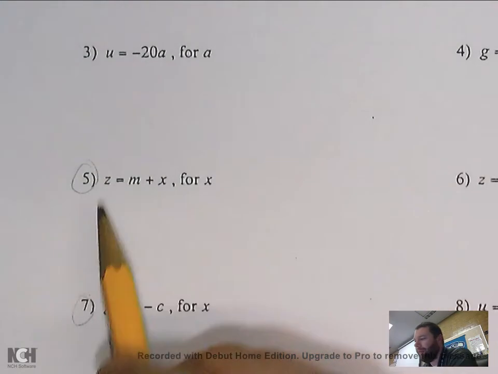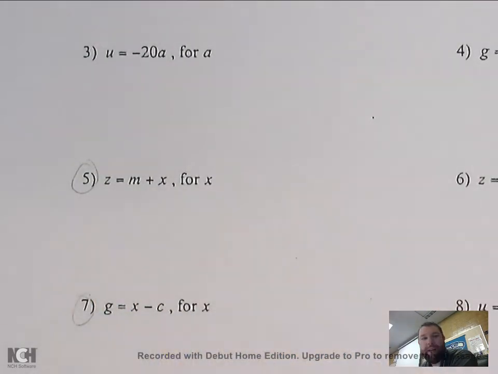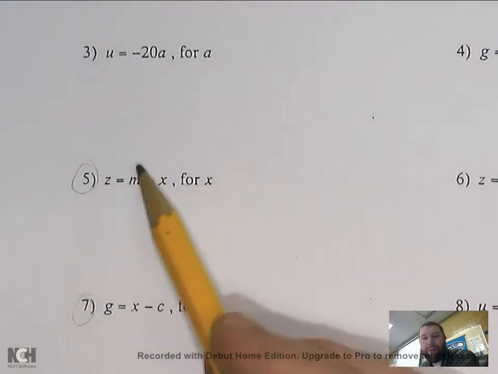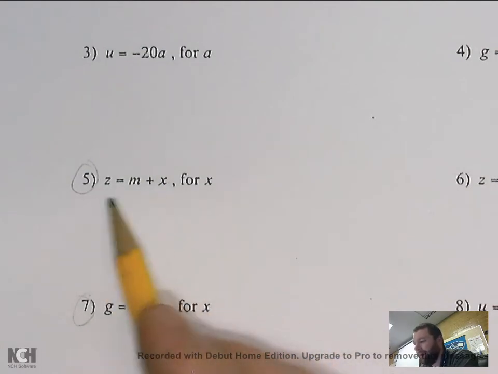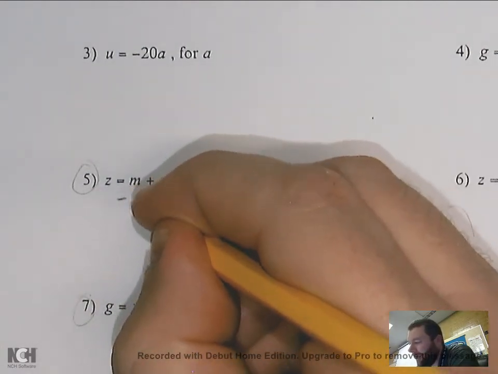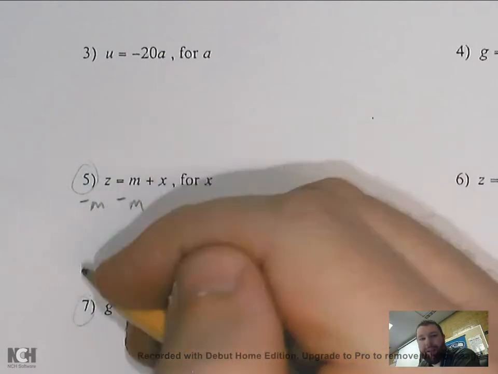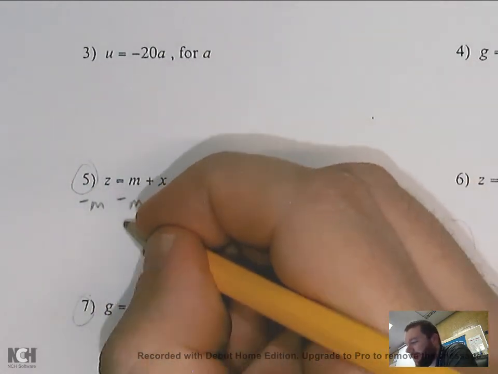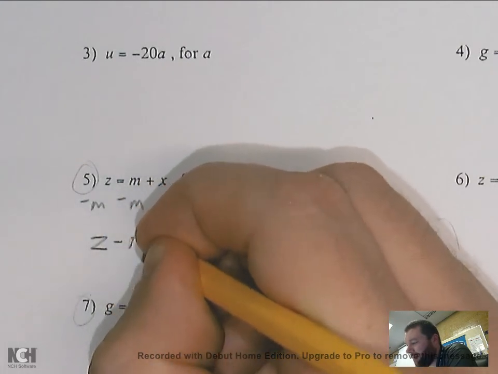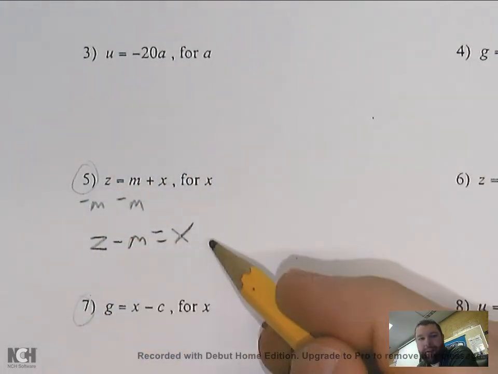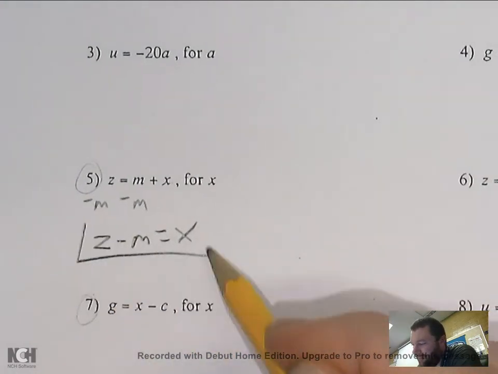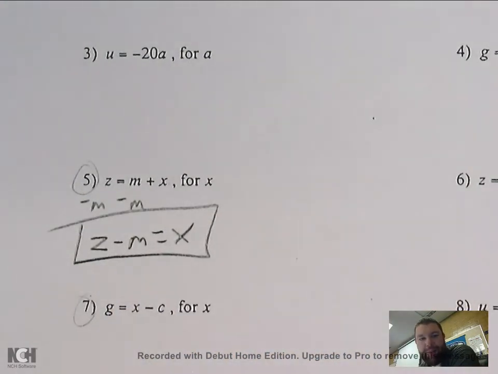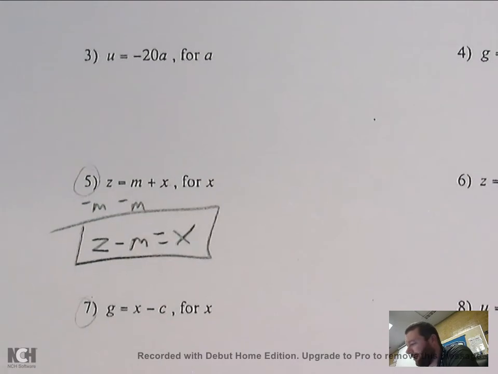Let's look at another example. So we have z equals m plus x, and it wants me to solve for x. So I need to get this x all by itself. I've got that m next to it. If I want to get rid of that m, it's adding, so I just minus m from each side. Z and m are not the same variables, so you can't combine them. So I have z minus m is equal to x. Hey, look, the x is by itself. That's my answer. Not too tough.